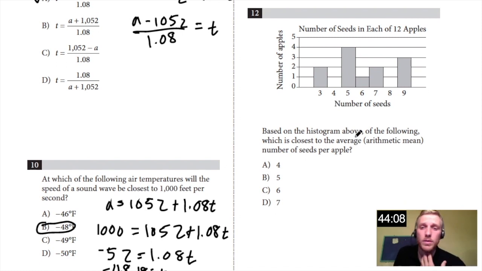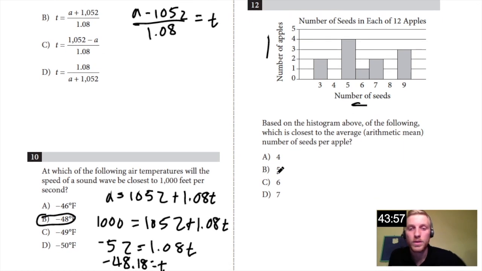Okay, so number of seeds in each of 12 apples. So we have a number of seeds here, and we have number of apples. All right, so based on the histogram above, which of the following is the closest to the average, arithmetic mean, number of seeds per apple? So like any average, let's find out how many seeds in total we have and how many apples in total we have. So we have 3 instances of 2 seeds.